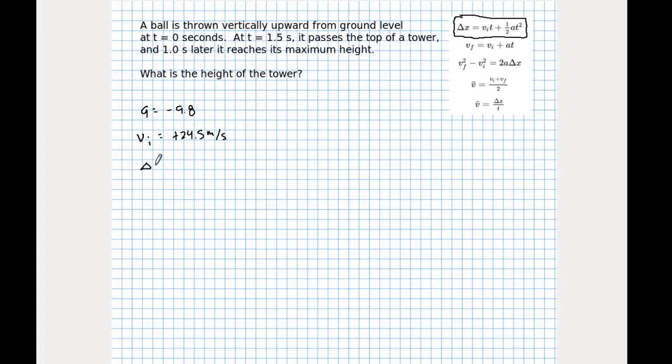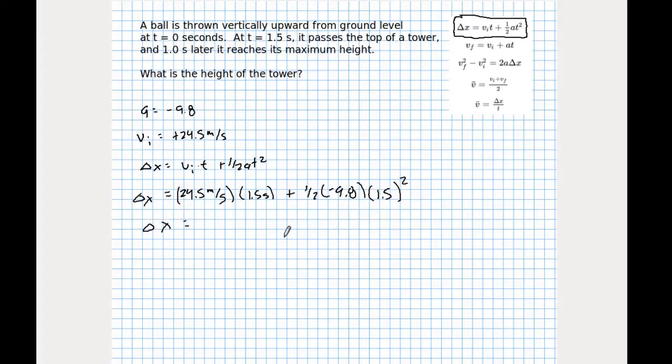All right, so let me rewrite that. Delta x equals v initial times time plus 1/2 a t squared. So the initial velocity was 24.5 meters per second, and the amount of time it takes to get to the high point is 1.5 seconds, plus 1/2 times negative 9.8 times the time squared, that's 1.5 seconds squared. Delta x, the displacement, is going to be the result of doing that calculation.